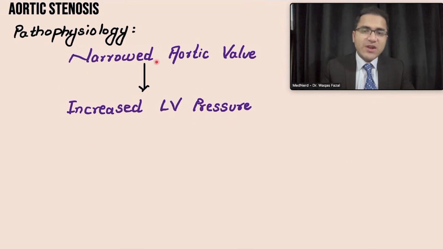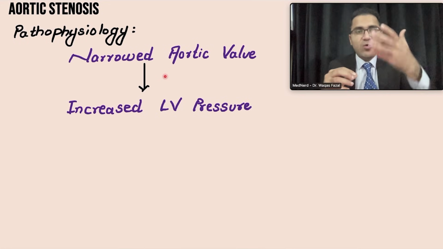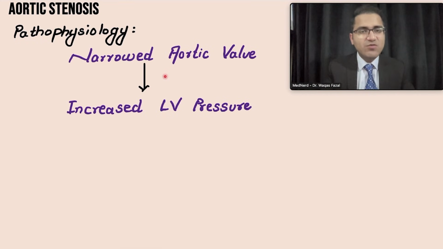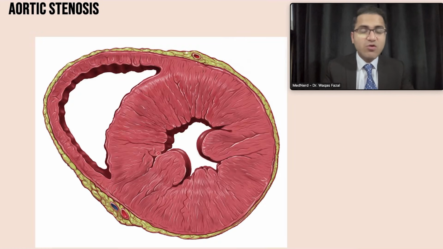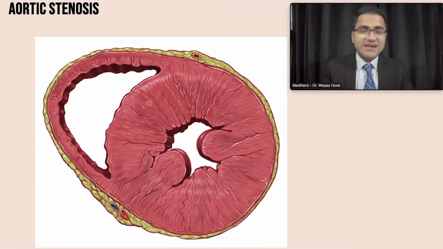Now, whenever there is narrowing of the aortic valve, the left ventricle cannot pump the blood out of it. There will be increased pressure generated by the left ventricle. Whenever there is increased pressure generated in the left ventricle, it will result in left ventricular concentric hypertrophy, where the left ventricular wall thickens. Hypertrophy carries its own risks because the walls are so thick and coronaries cannot perfuse these thick walls. Therefore, there is increased risk of arrhythmias developing in these patients.